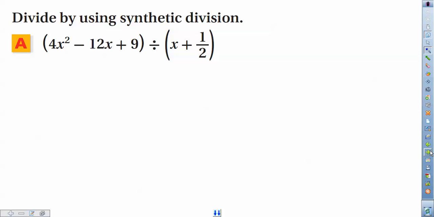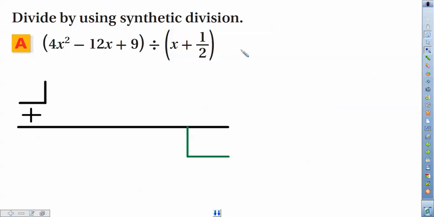So let's try this again. Setting up the synthetic division. Make sure that when you have a division sign like this, you have a clear understanding of which one's your dividend and which one's your divisor. We are dividing by x plus a half. So that one's your divisor, and that positive 1/2 can go right in here.